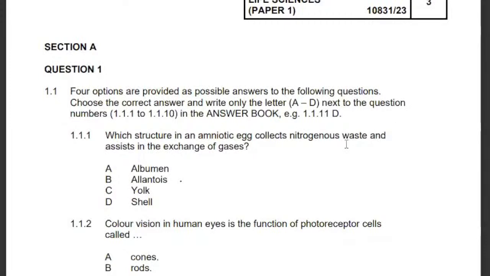Basically, they're asking you a question here: which structure in the amniotic egg collects nitrogenous wastes and assists in gaseous exchange? Don't forget that when you talk about the amniotic egg, we are talking about membranous eggs which have membranes. So in this case, the answer is going to be B. So here you get 2 marks, which is allantois.